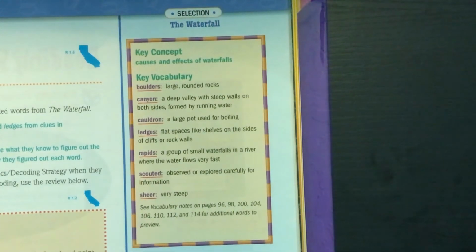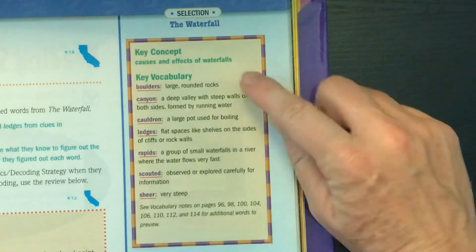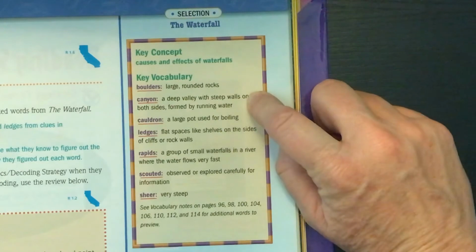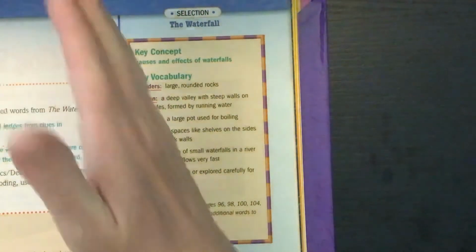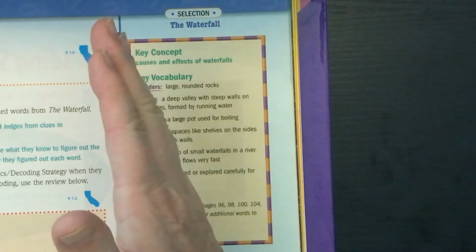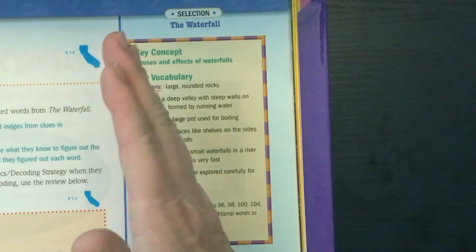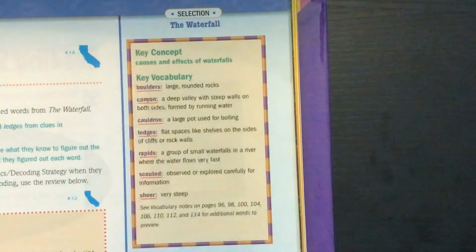The next word is sheer. Your turn. Sheer means very steep. So, for example, if you were climbing up in a canyon, the canyon could be very sheer or steep, like it goes almost straight up and down. Not quite a 90-degree angle, but really steep. So if you think about a hill, like this would not be a steep hill, but that would be a steep hill. All right, so that's a quick review.